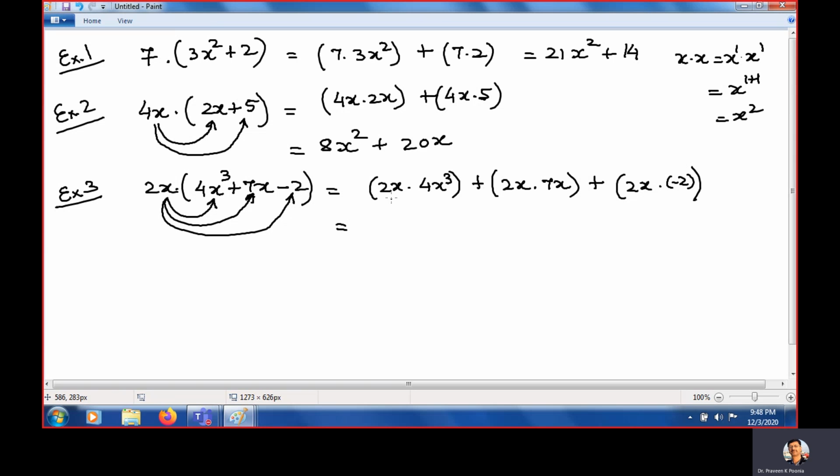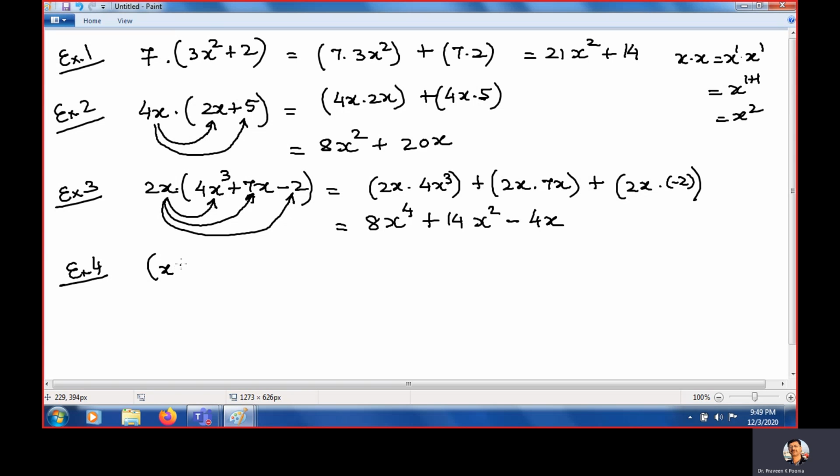So how much is it? 4 times 2 is 8. x into x power 3 is x power 4. 2 into 7 is 14. x into x is x power 2. And plus minus is minus. 2 into 2 is 4x. This is the solution. This is how we are multiplying. Okay, so another question, another example we will take here.